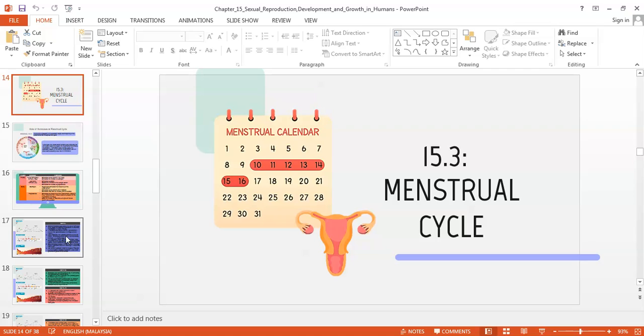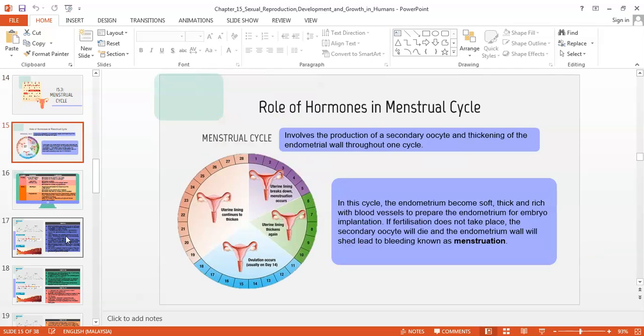Okay, so kita nak masuk the next subtopic, 15.3, menstrual cycle. Okay, menstrual cycle, dia ada dua benda yang berlaku. The production of secondary oocyte and thickening of the endometrial wall.